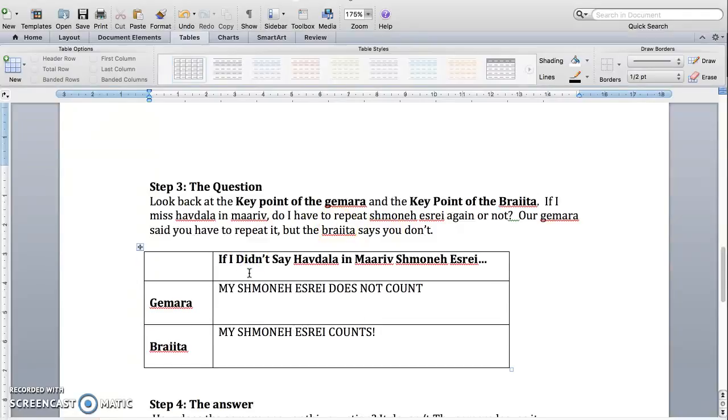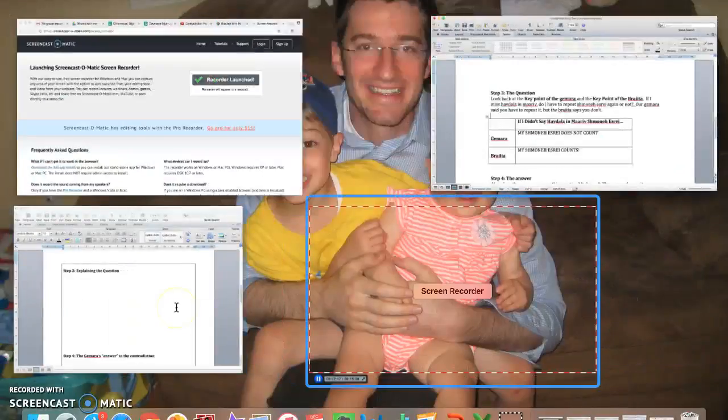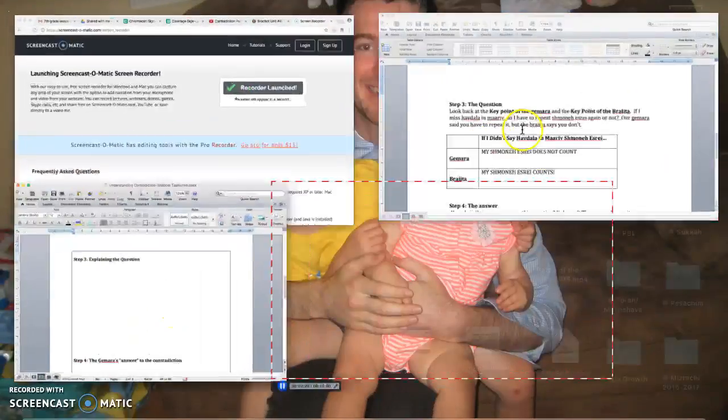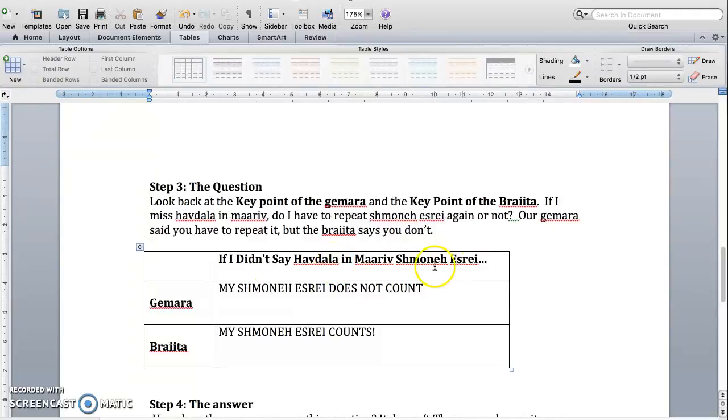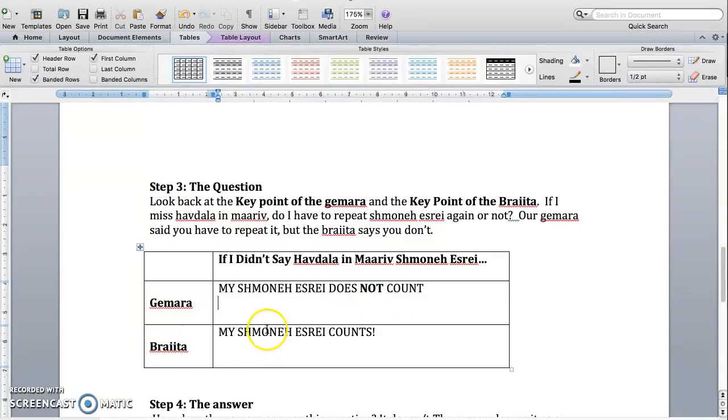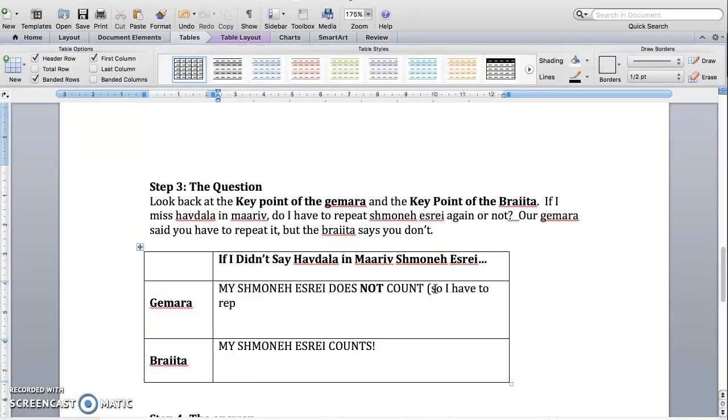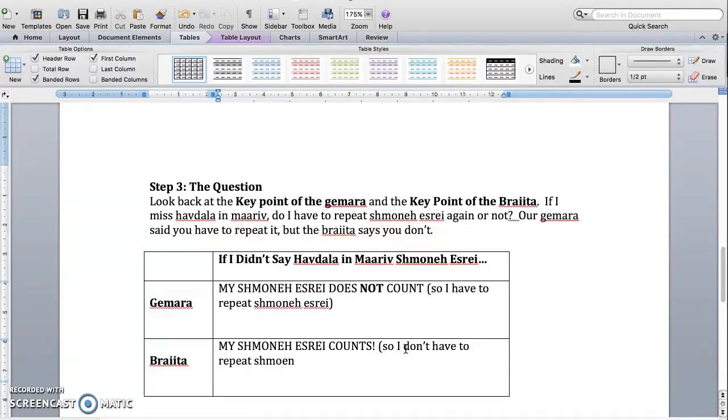So I made this little chart that I'd like you to copy in your notes, in step number 3. The case is, if I didn't say Havdalah in Mariv Shmona Esrei, according to the Gemara, my Shmona Esrei does not count. But according to the Breita, my Shmona Esrei counts. You can actually add the words: my Shmona Esrei does not count, so I have to repeat it. My Shmona Esrei counts, so I don't have to repeat Shmona Esrei. Okay? This is really the question.